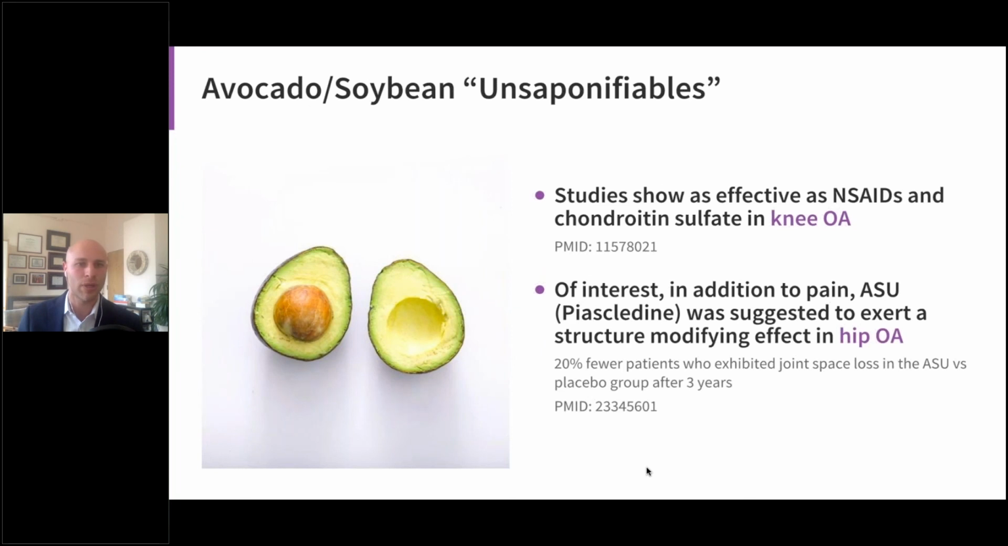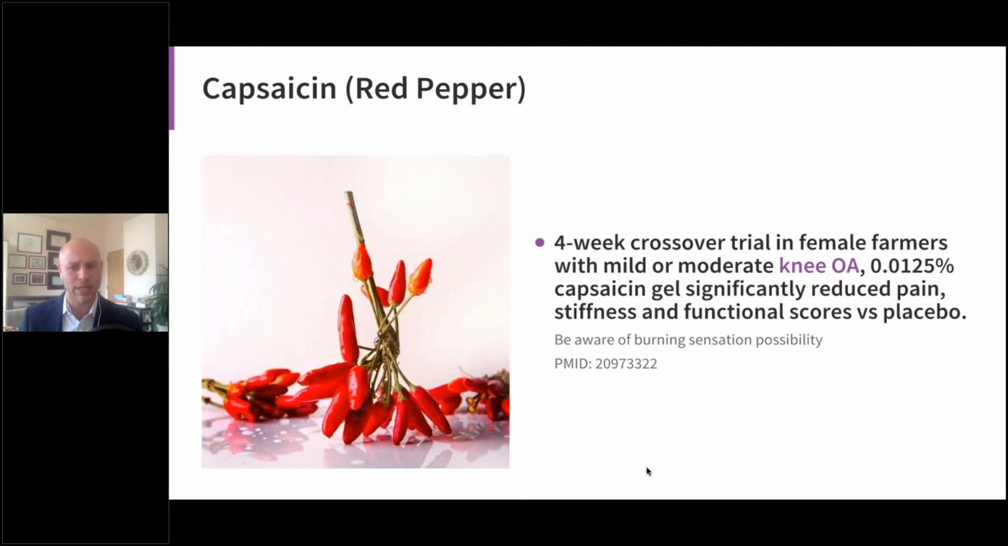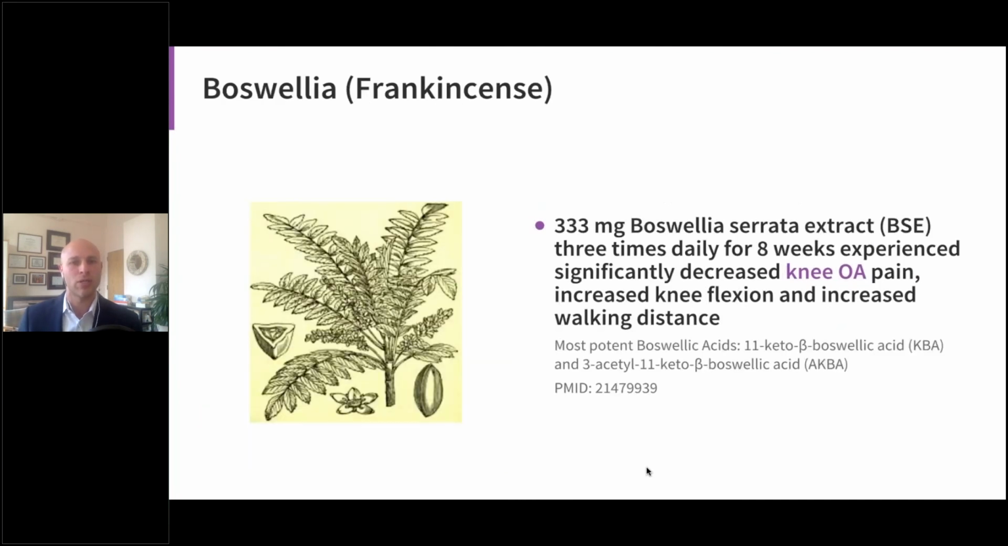The part of soybean and avocado that can be turned into soap, which is a funny little ingredient, has actually been shown to reduce pain, but also seemingly to help us maintain joint spacing. Topical capsaicin has been shown to be effective for arthritis. Boswellia, an endangered species, maybe not great to use, but it certainly works for knee OA.